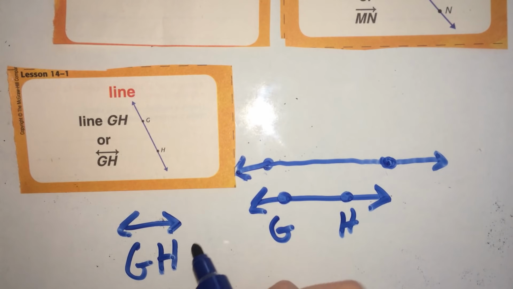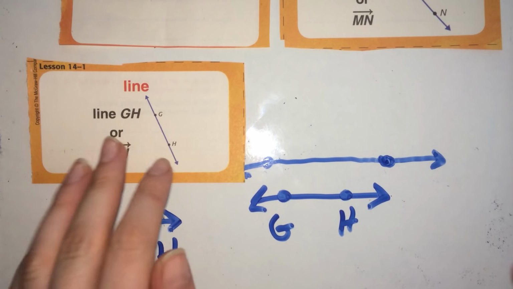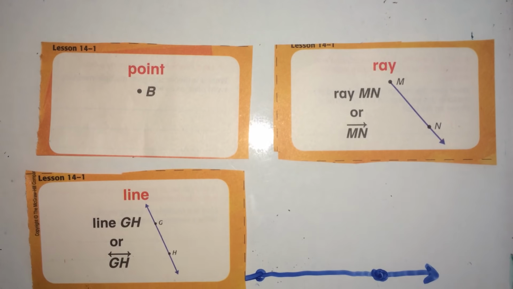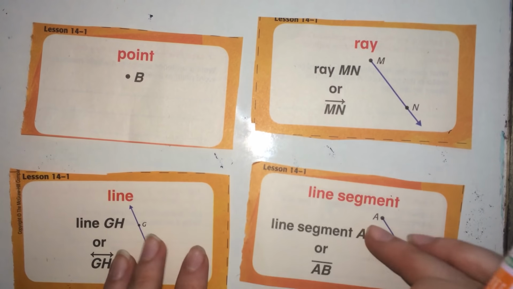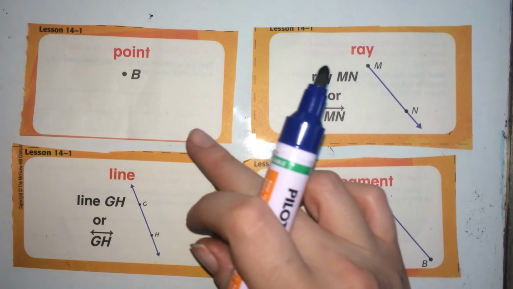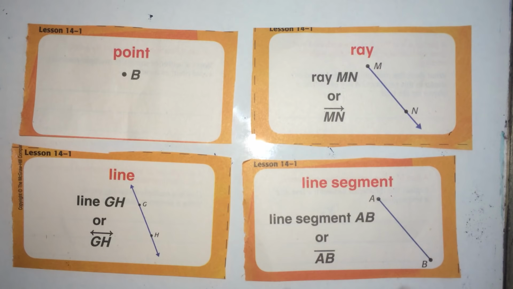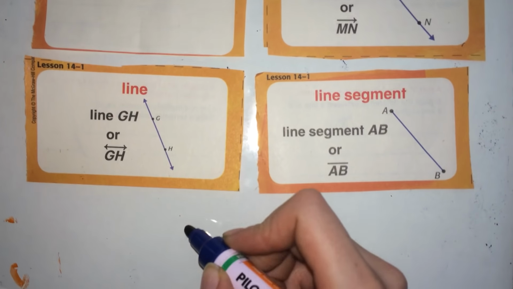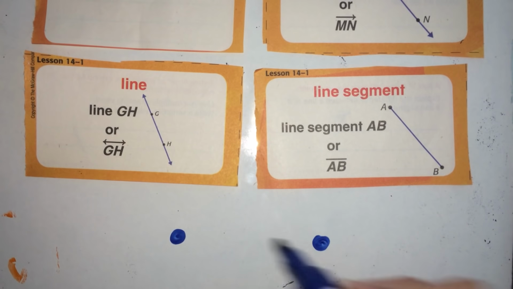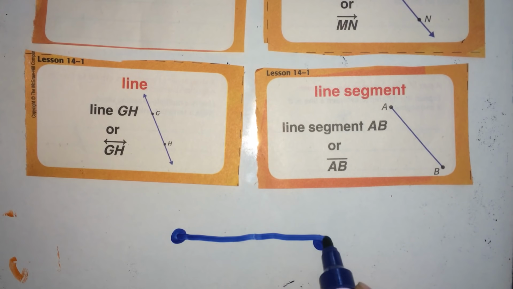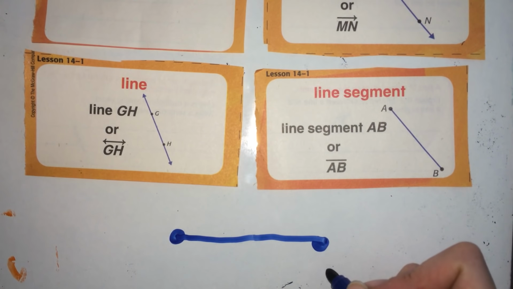So that's a line. So line, ray, point so far. And we're going to build one more, and that is a line segment. Now, a line segment is different from a ray and a line because it doesn't go on forever. It's just distinct. It's short. It has a point at the end and a point at the beginning, and that's it. It's just a short line segment.